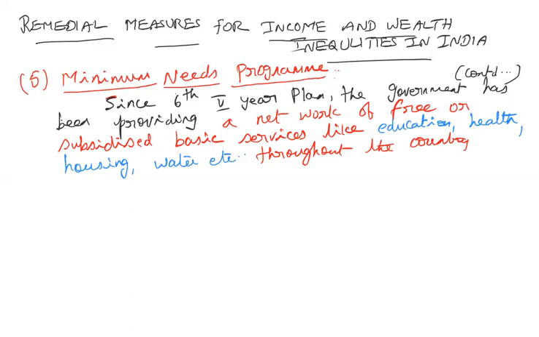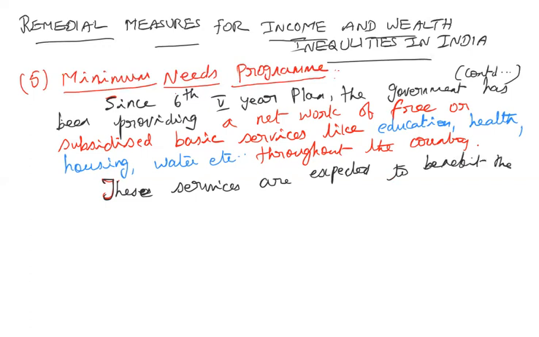So basically, these services are expected to benefit the poor people. If these services are available for them, it will improve their consumption levels and their living standards will increase, and over a period of time, their productivity level will also increase.